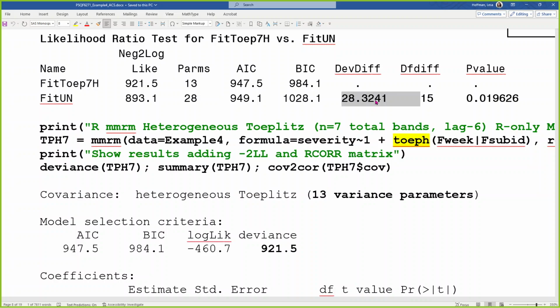Yeah, I think AIC and BIC could be like tiebreakers if you're not sure what to do. I've seen people just argue on the basis of that. I think it's a little bit tricky. I prefer a hypothesis test if you can get one.